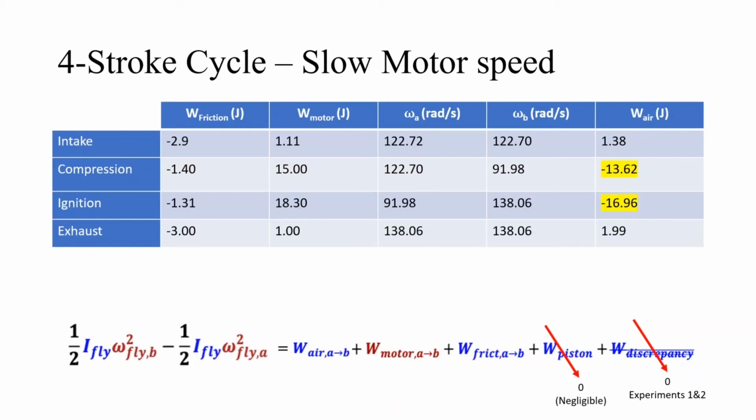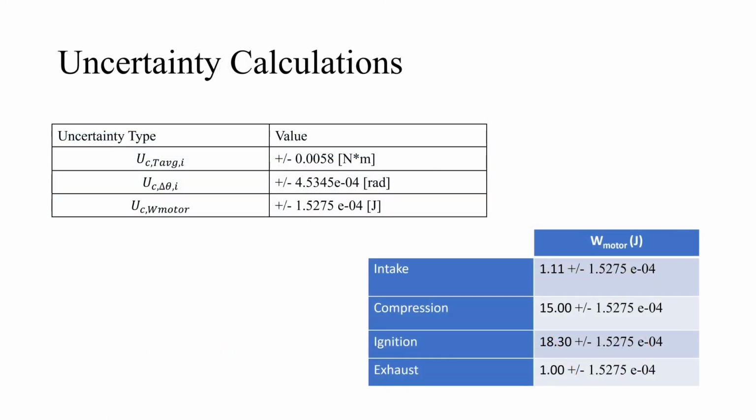If you look at the last column, you have work of air for each of the 4 different strokes. Intake and exhaust have very small values in magnitude compared to compression and ignition, and that's as expected, because like we mentioned, during compression and ignition, that's where you actually have the work done by the air on the system itself.